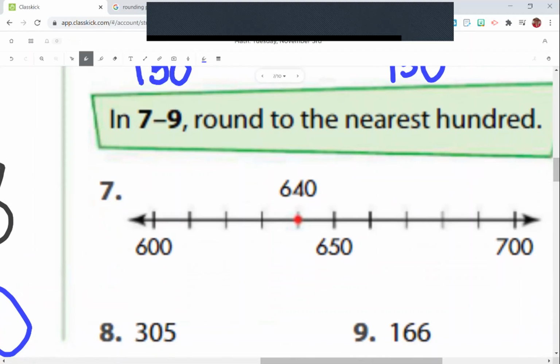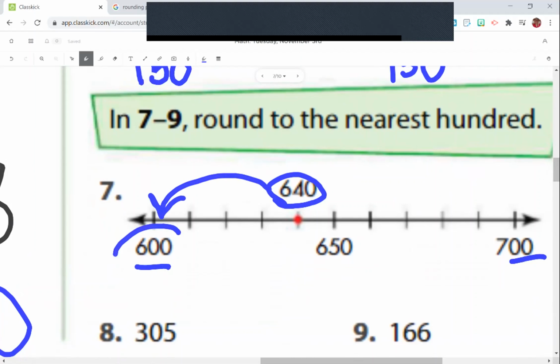I have 640. Rounded to the nearest 100. Is it closer to 700 or 600? It rounds closer to 600.